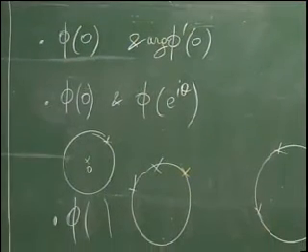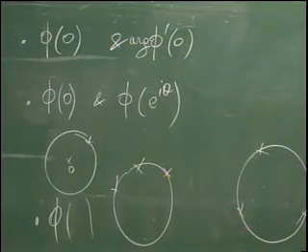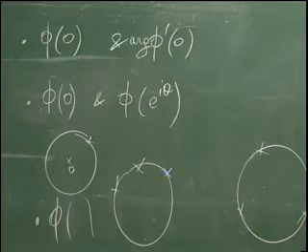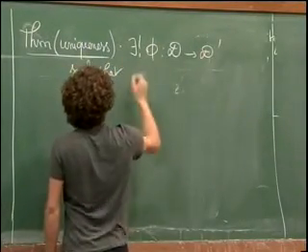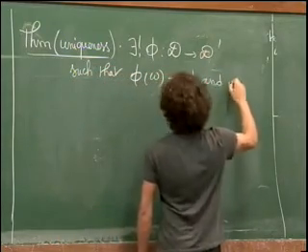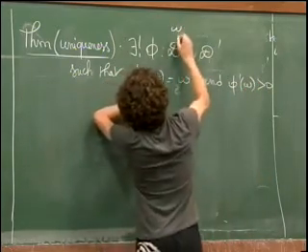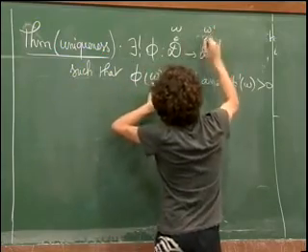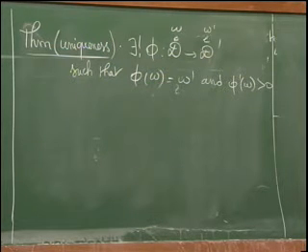So for instance, if you want a theorem for the uniqueness, you can say there exists a unique phi between D and D prime such that, I don't know, phi of omega equals omega prime, and phi prime of omega is strictly positive, for instance, for omega in D and omega prime in D prime. Basically, this kind of result is true. You have this kind of uniqueness. But you need to add something. You have 3 degrees of freedom.